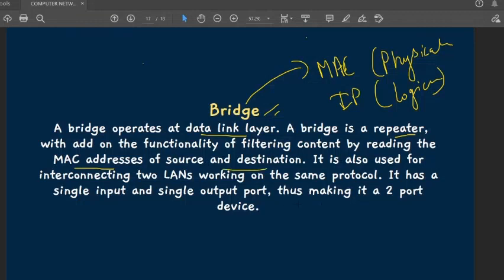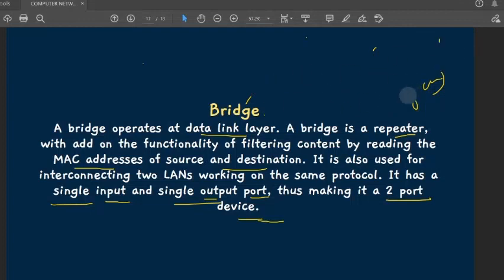Thus making it a 2-port device, and it has a single input and single output port. There is only one input and one output port, thus making it a 2-port device. So it has these drawbacks compared to the router. Like you can see that in router, there were so many ports.